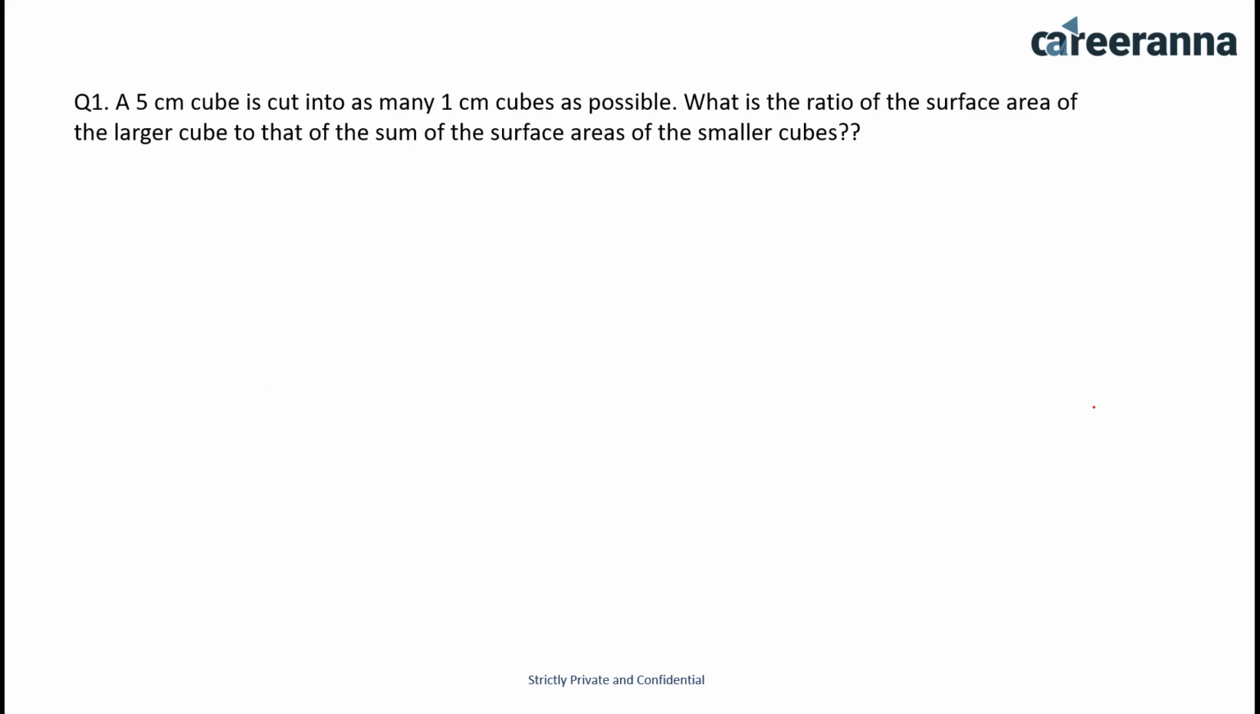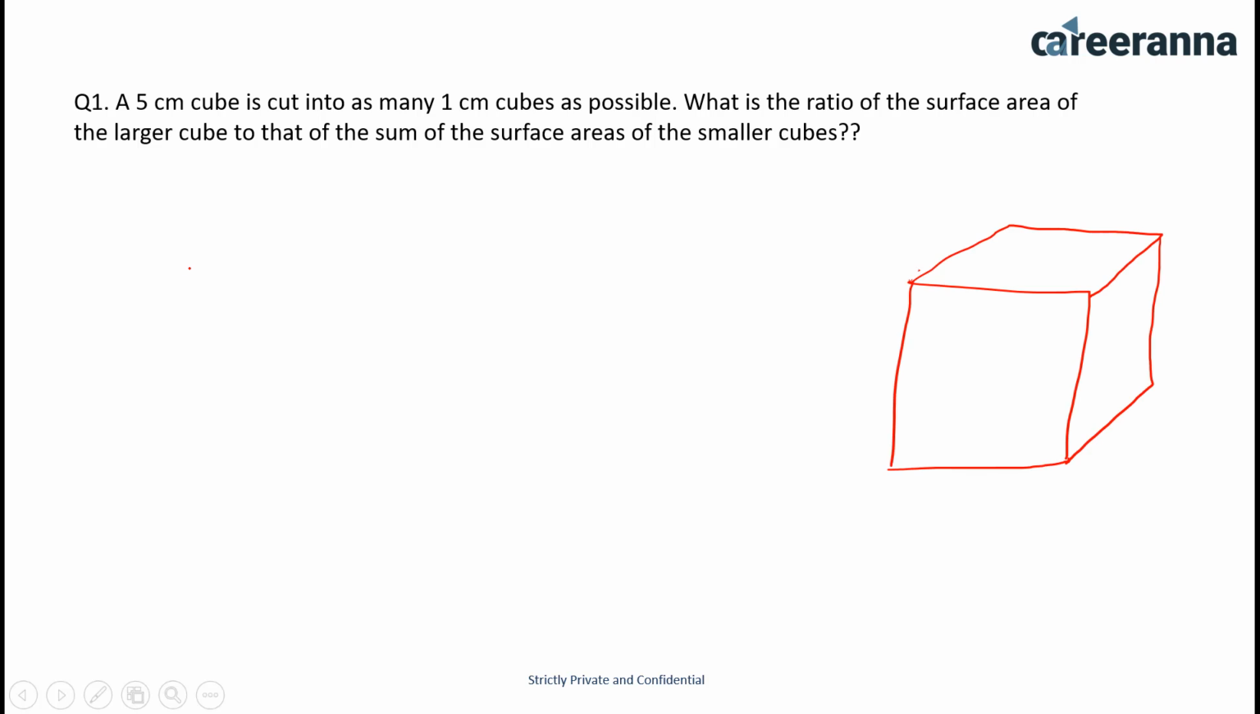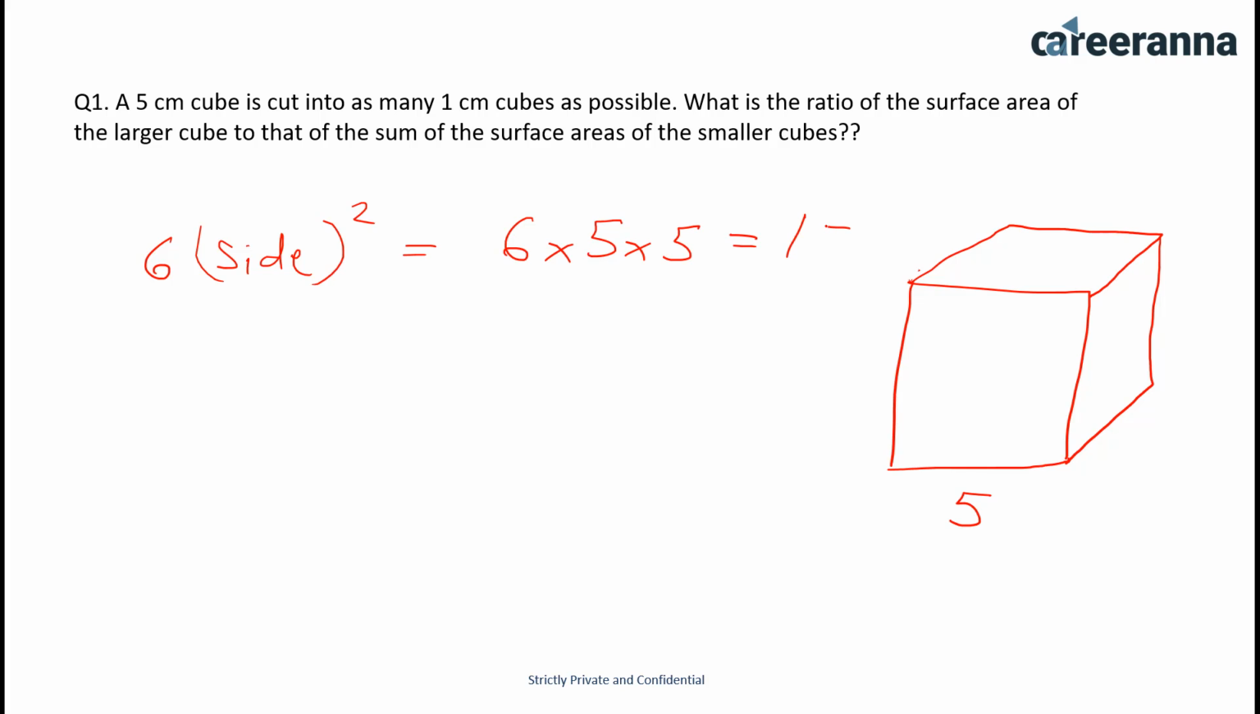So first question says, a 5 centimeter cube is cut into as many 1 centimeter cubes as possible. What is the ratio of the surface area of the larger cube to that of the sum of the surface area of the smaller cube? So I have one cube which is of 5 centimeter. Surface area of any cube is given by 6 of side square. Now side for this cube is given as 5 centimeter. So 6 into 5 square, which comes out to be 150 centimeter square. So this is the surface area of the larger cube.